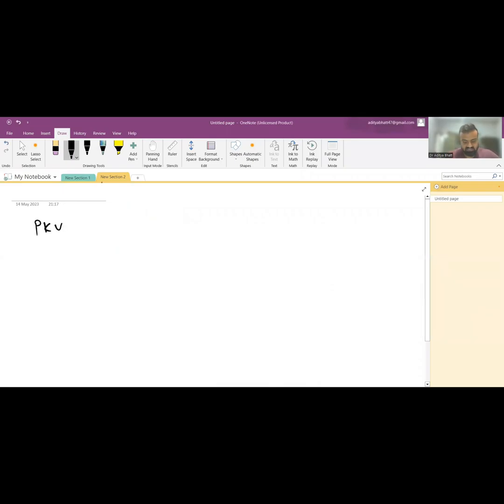So phenylketonuria is an autosomal recessive disorder due to mainly mutation of PAH. What is PAH? It is phenylalanine hydroxylase. Where does it act? So this is how the phenylalanine metabolism is there. It is converted into tyrosine.